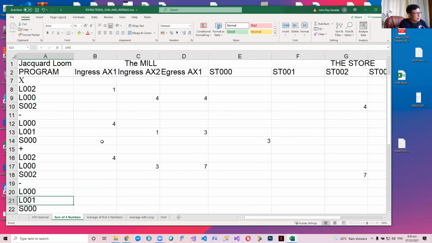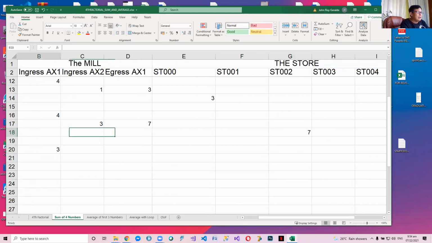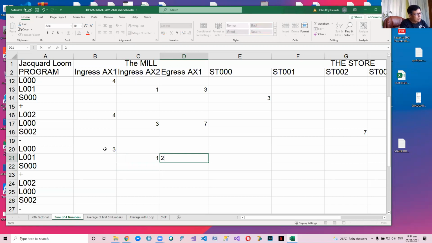Now, after computing the sum, we compute the next addend, because it's still 3. We stop with the last addend being 1. When the last addend reaches 1, we stop. That will be our final sum. So minus, L000, which is the current addend, 3. Sorry, it moves; I'm using the keyboard. So we put it here. L001, we know it to be 1. So 3 minus 1 equals 2. And we store it in S000, which is the next addend.